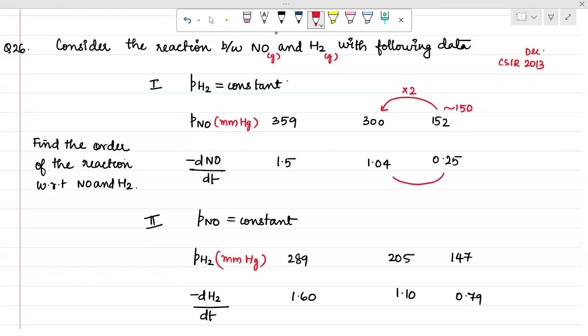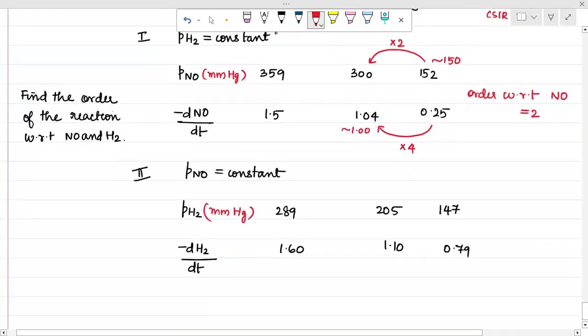What is happening to the rate? From 0.25, it's becoming 1.04. I'll approximate it as 1. So when I increase the pressure by 2 times, my rate is increasing 4 times. Increasing the concentration of NO by 2 times is increasing the rate by 4 times, and that means the order with respect to NO is equal to 2, because 2 to the power 2 is equal to 4. So n is equal to 2.